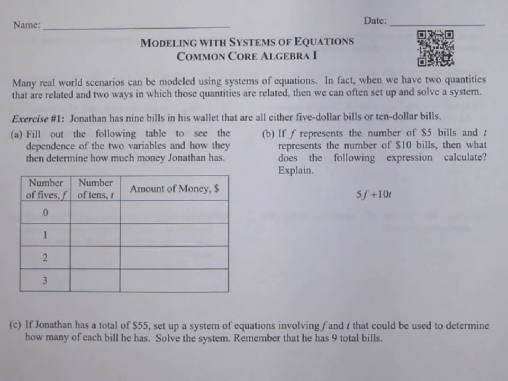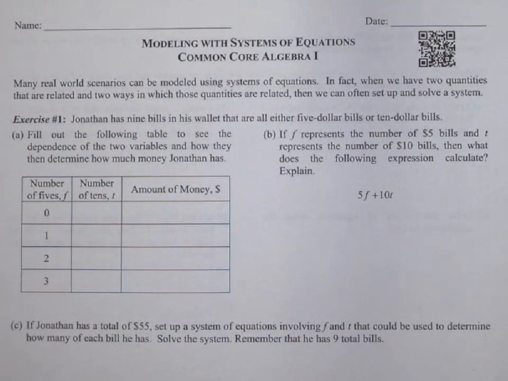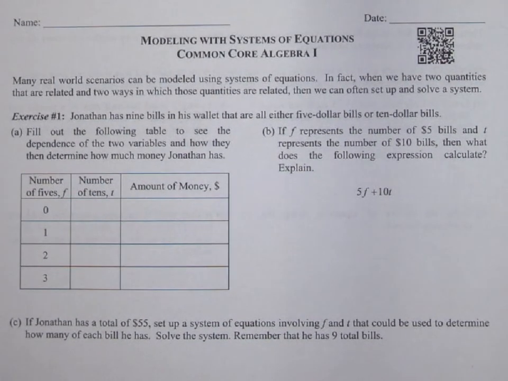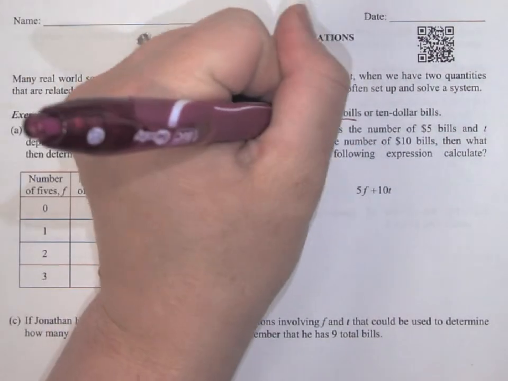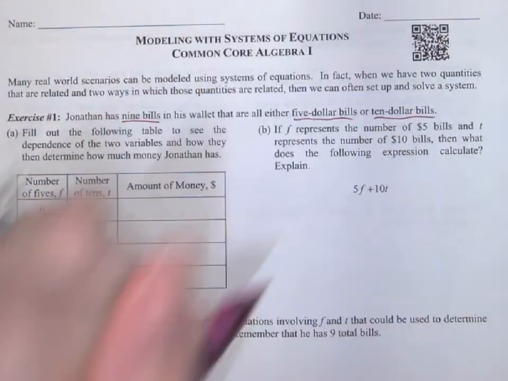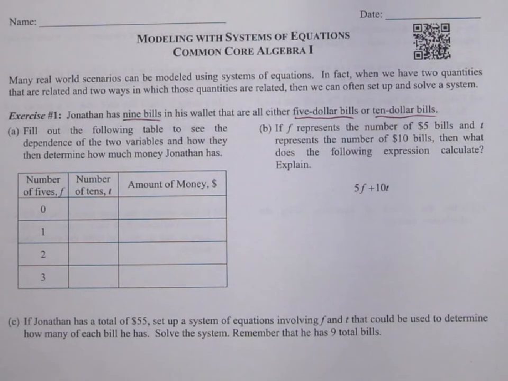Let's take a look at some application problems or modeling with systems of equations. So here, Jonathan has 9 bills in his wallet that are either $5 bills or $10 bills. Fill out the following table to see the dependence of the two variables and how they determine how much money Jonathan has. So when they talk about looking at the dependence, we're looking at the relationship between the two.